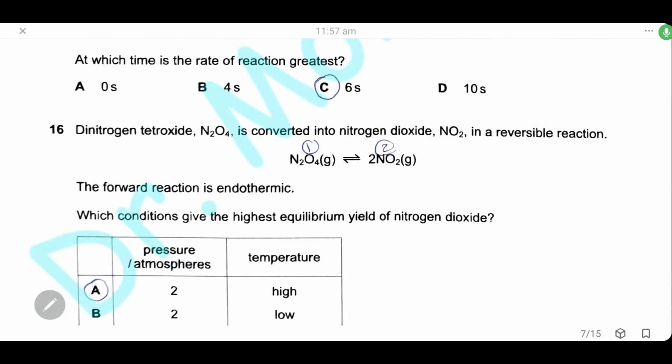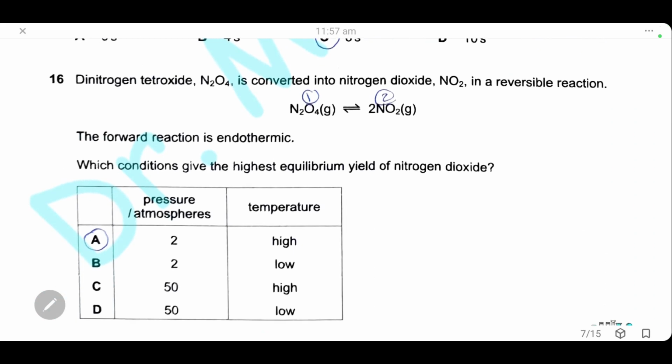Then we'll go to 16. Dinitrogen tetroxide is converted into nitrogen dioxide in a reversible reaction. The forward reaction is endothermic. Which condition gives the highest equilibrium yield of nitrogen dioxide? So we want to choose the pressure and temperature needed to get a higher yield of nitrogen dioxide. As we can see, the forward reaction is endothermic.